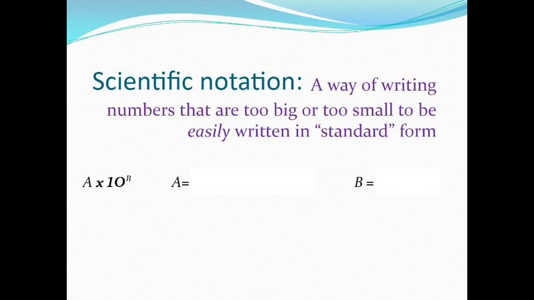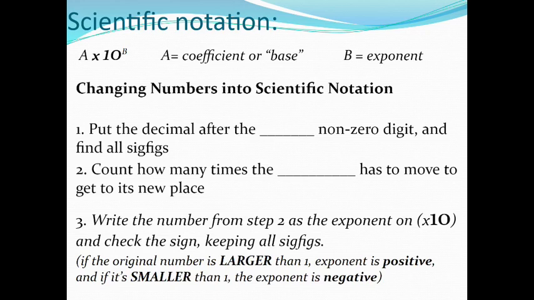So the standard scientific notation is always going to be some number, which we're going to call A here, times 10 to some other number B. And A is what we call the coefficient or the base of the scientific notation, and B is the exponent. And so when it comes down to taking a standard number and putting it in scientific notation, the first step is figuring out our A, our coefficient.